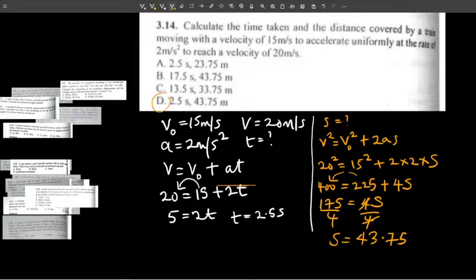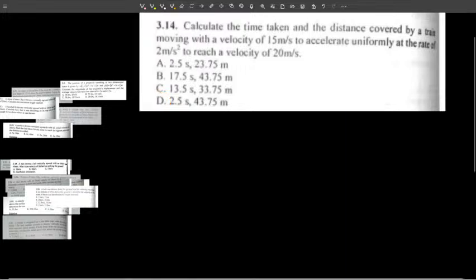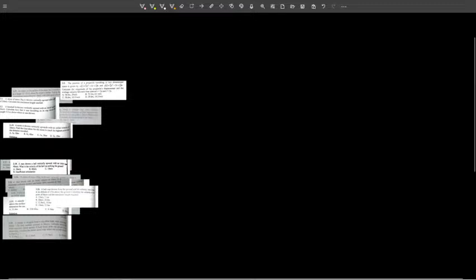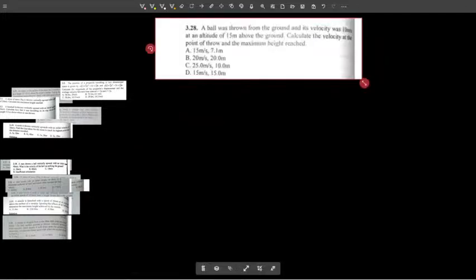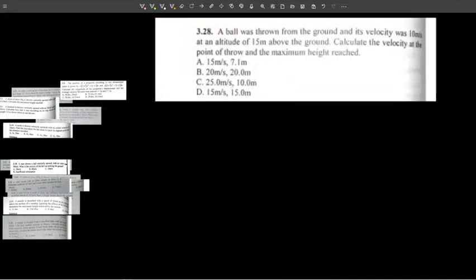Next question. Next question. Okay, let's pick this. I've not seen questions on projectile yet. Okay, let's pick this.